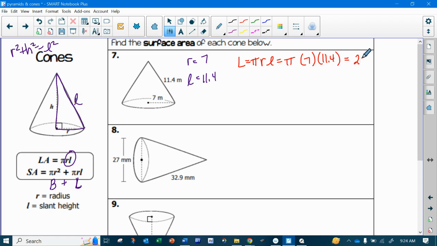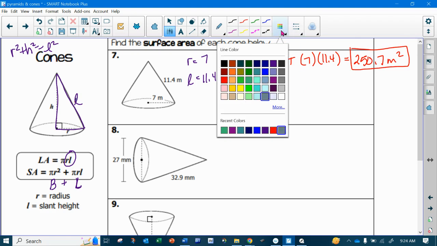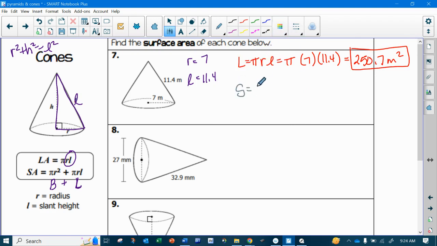250.7 meters squared. And then your surface area is the lateral area plus pi r squared. So 250.7 plus pi times 7 squared, because my radius is 7. So plus 49 pi. That gives 404.6 meters squared.